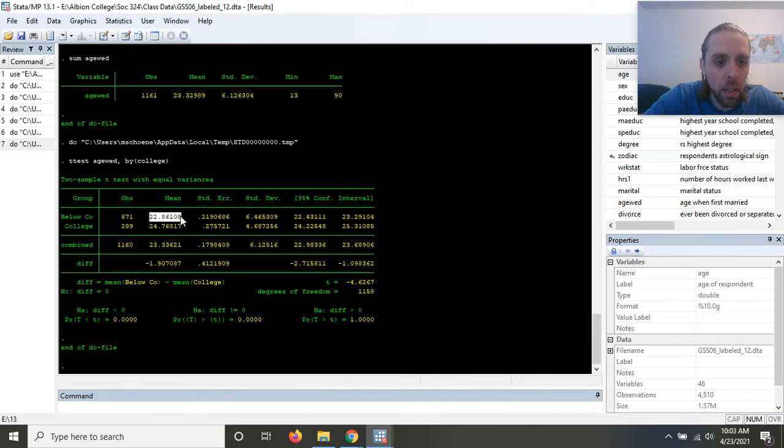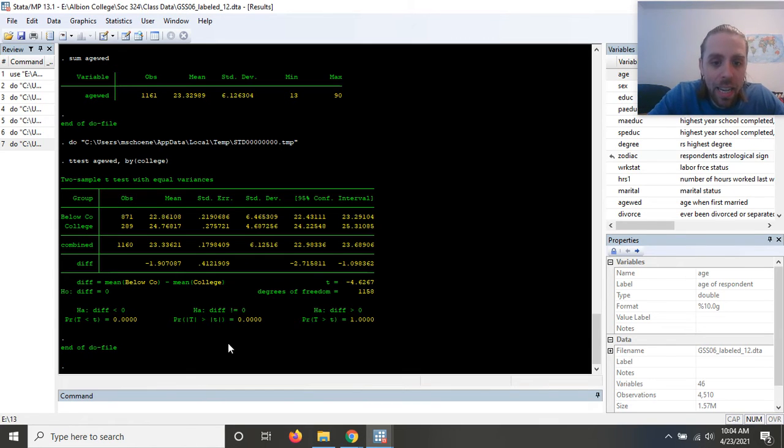The average age at first marriage for people without a college degree is 22.86. The average age at first marriage for people with a college degree is 24.76. And you see to the right of it, each sample's mean, standard error, standard deviation. I look at my calculated t-value and I see negative 4.6267. Remember the discussion about sample means, X bar 1 and X bar 2, which one do you put? Stata always puts the first group first and the second group second. So this is below college minus college, right? It starts with the first group that's below college, and the second group is people who have been to college.